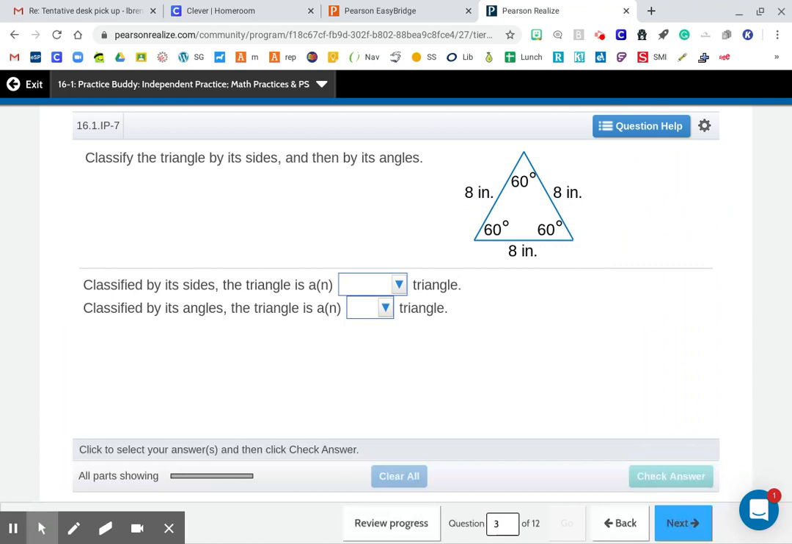Classify the angles by its side and its angles again. So starting with the sides, I have 8-inch, 8-inch, and 8-inch. All sides are equal, so I know that's an equilateral triangle. Looking at its angles, 60, 60, and 60. All angles are below 90, so we call that acute.